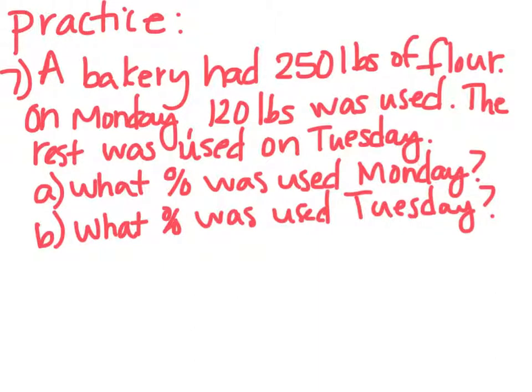Here's your final practice problem for this chapter. A bakery had 250 pounds of flour. On Monday, 120 pounds of the flour was used to bake bread. The rest of the flour was used on Tuesday. So please tell me, A, what percent of the flour was used on Monday, and B, what percent of the flour was used on Tuesday.